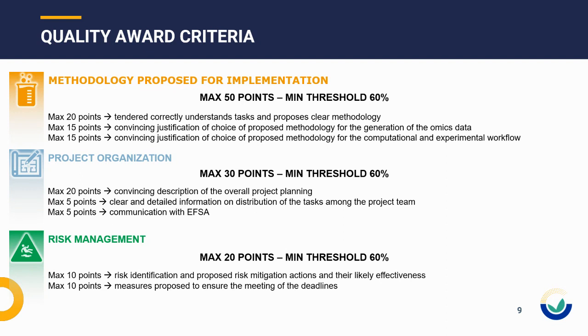Moreover, as seen in this slide, each criterion has a specific subset of aspects evaluated. For example, in the methodology proposed for implementation, up to 20 points are given if the tenderer correctly understands tasks and proposes a clear methodology.